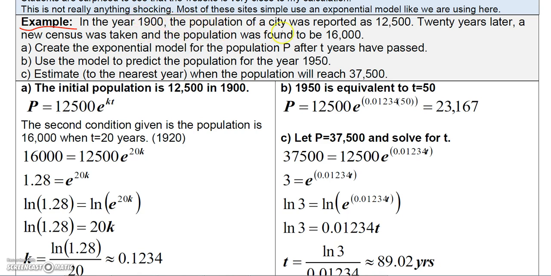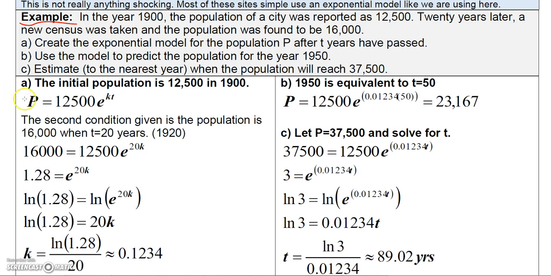Okay, so look at this one real quick. In 1900, the population was 12,500. 20 years later, the population was 16,000. What I'm going to do is show you how to create the model. So I'm going to use a model like P equals P naught e to the kt for population. Since I know the initial population is 12,500, my constant for P naught would be 12,500.